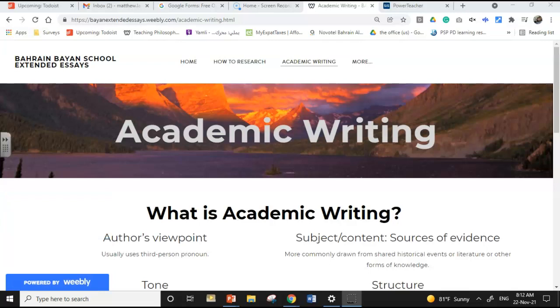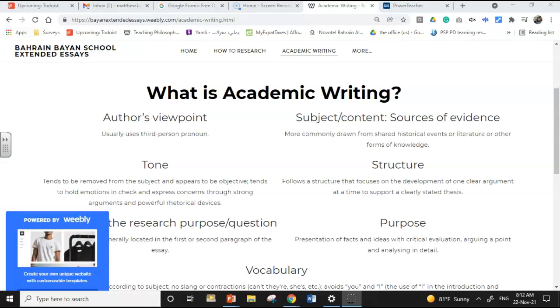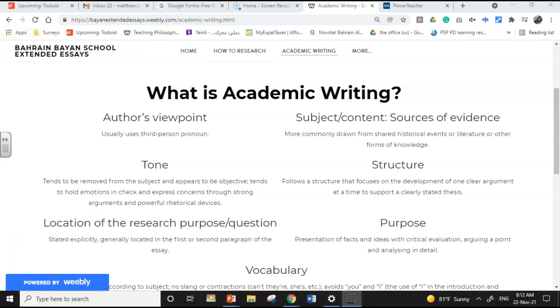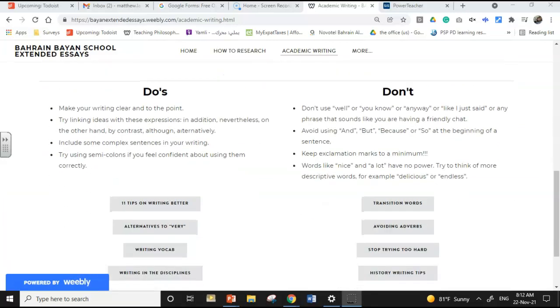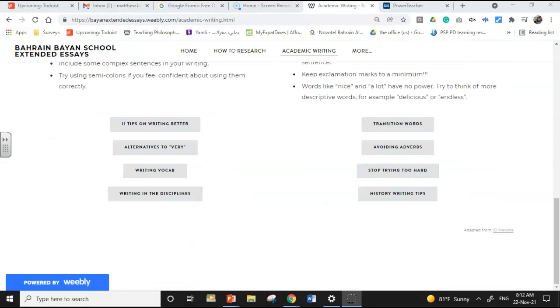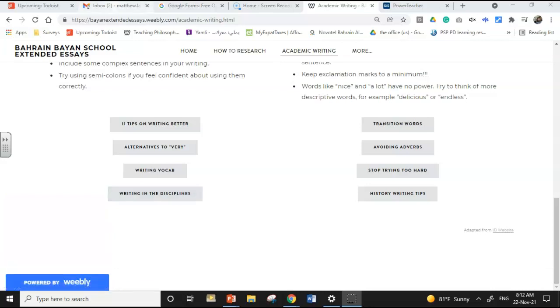Now, if you can, on the website, you see right here, academic writing. Make sure you are familiar with this kind of stuff. Please do look this over, okay? Look at the viewpoint, the subject, content, structure, purpose. You can read all this stuff. Look at the do's, look at the don'ts, and make sure you are following that, okay? Now, if you look right here, this is a link on writing in the different disciplines. Make sure you follow this as well. This is going to help you, okay? It's going to show you how you write. An example, a history paper. Here's how you write an economics paper. Here's how you write a psychology paper. Make sure you are following that.